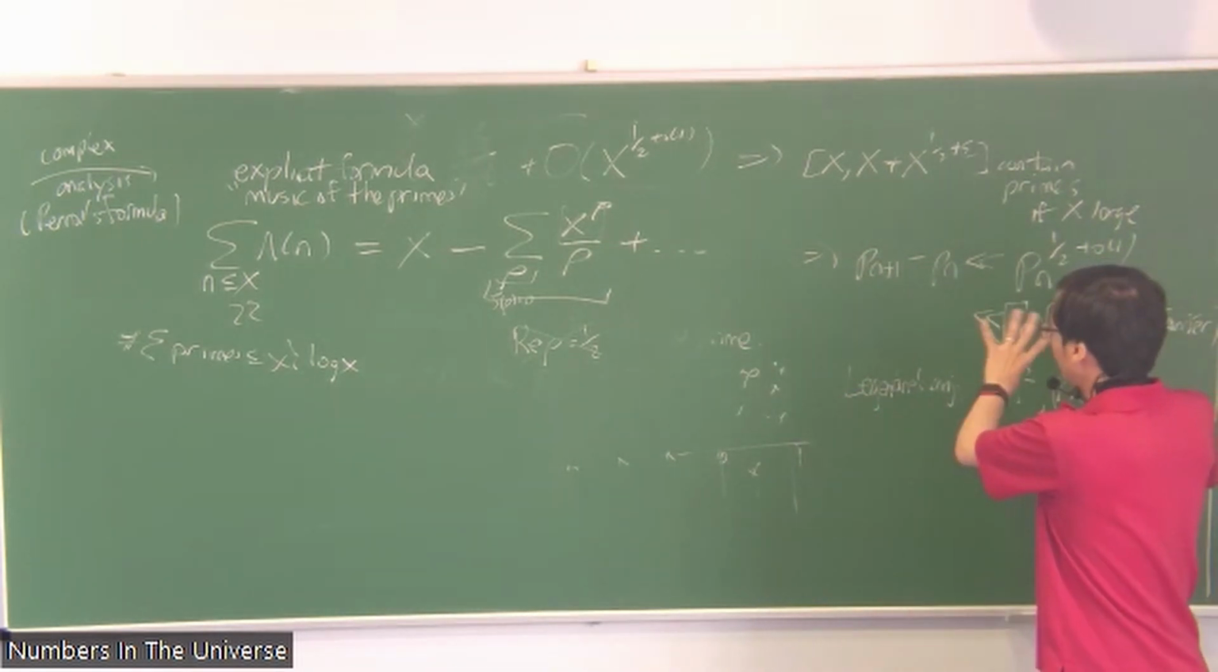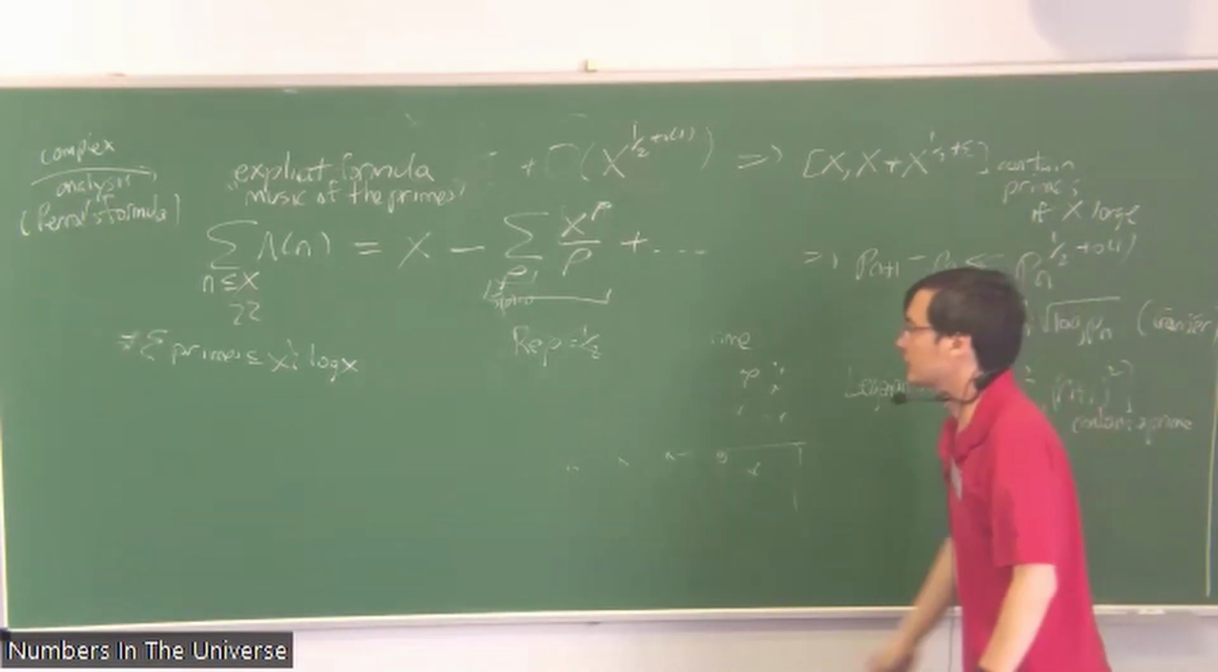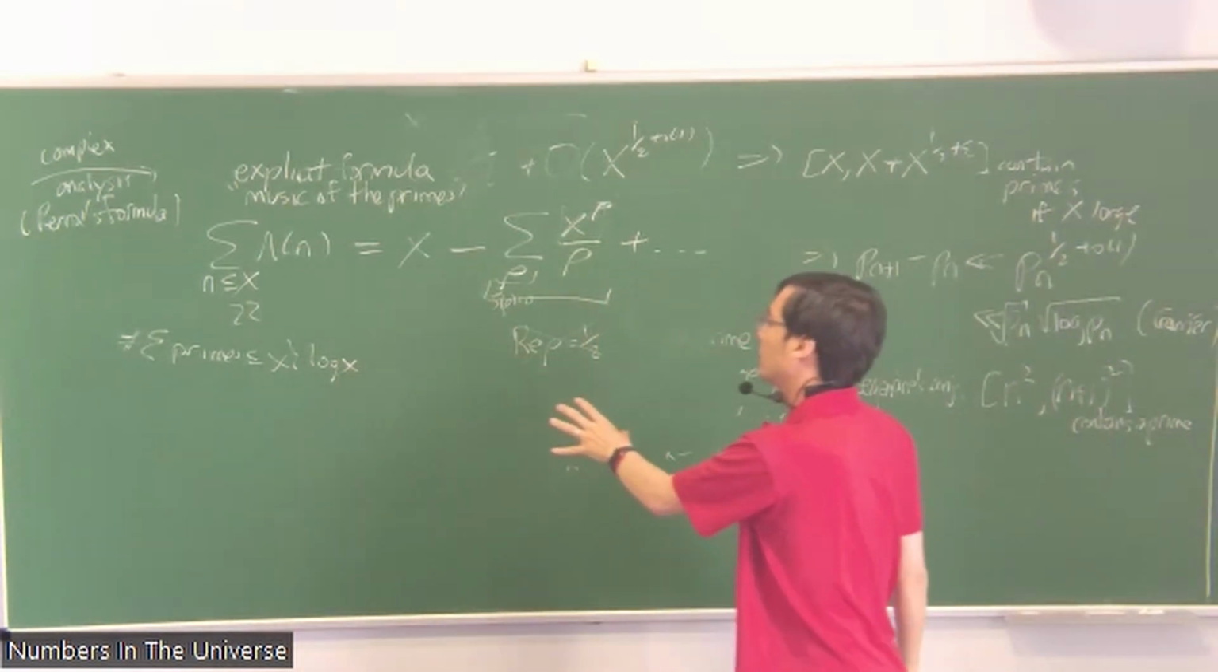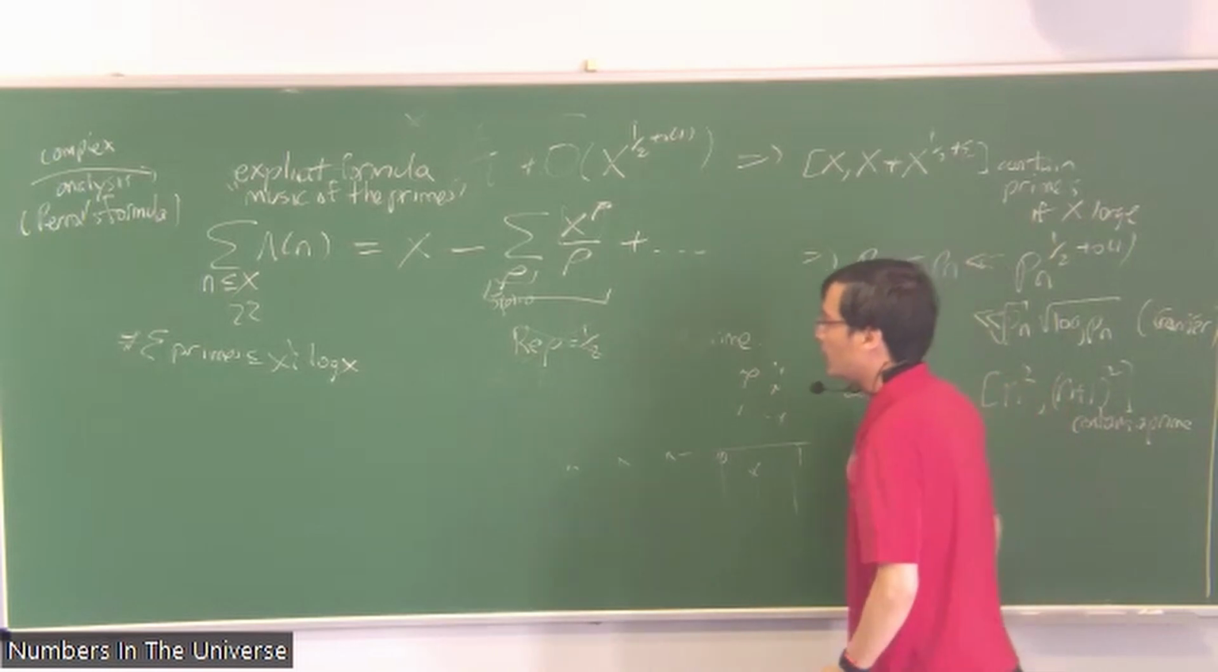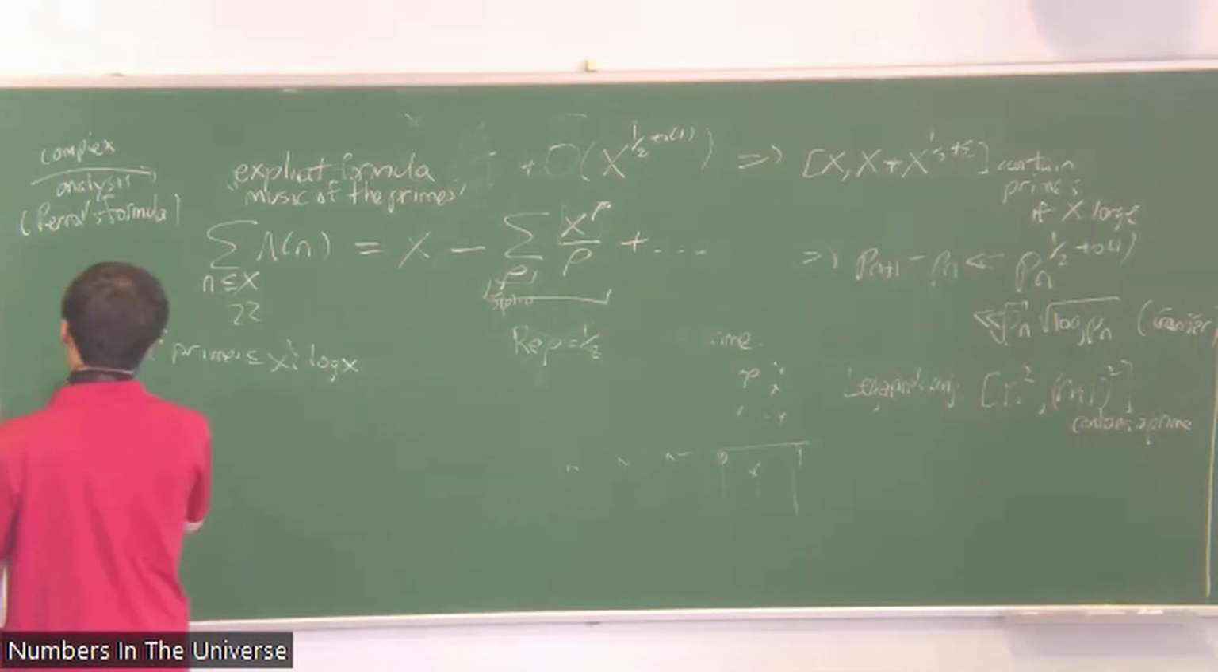But the reason why Baker, Harman, and Pintz were still able to get a result is because even though we don't have the Riemann hypothesis, we do have what are called zero density estimates.